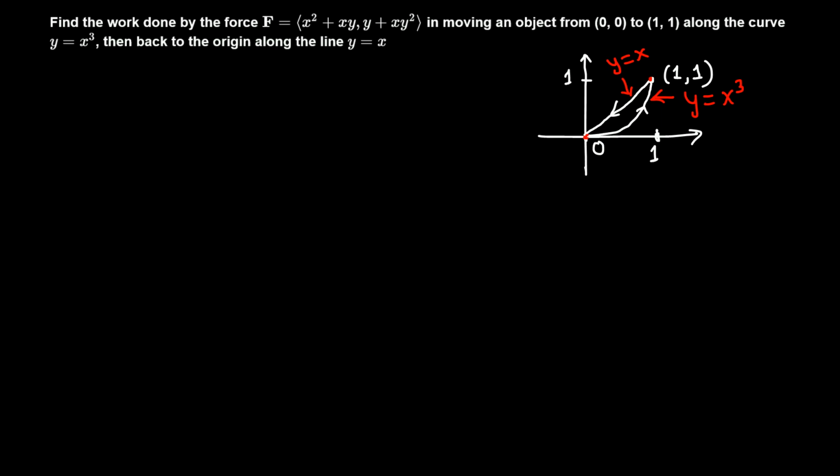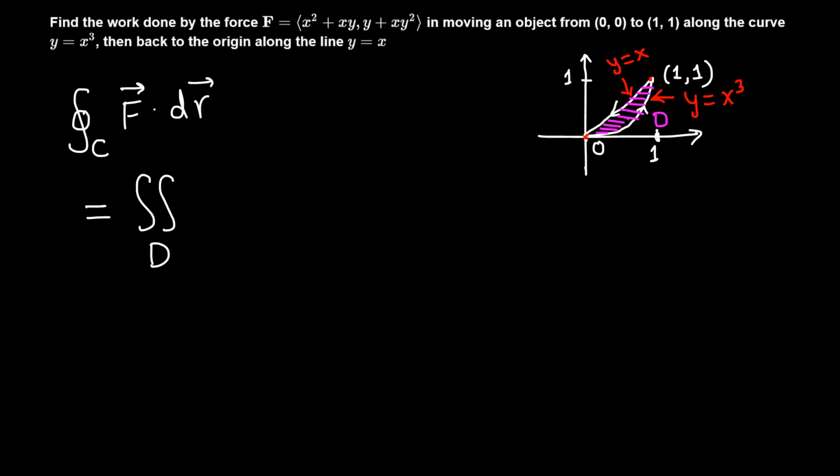Then the work done by this force is given by this line integral along this curve. Okay, it's a closed curve. F dot dr, which by Green's theorem we can write in terms of a double integral over the region D, where D is this region.